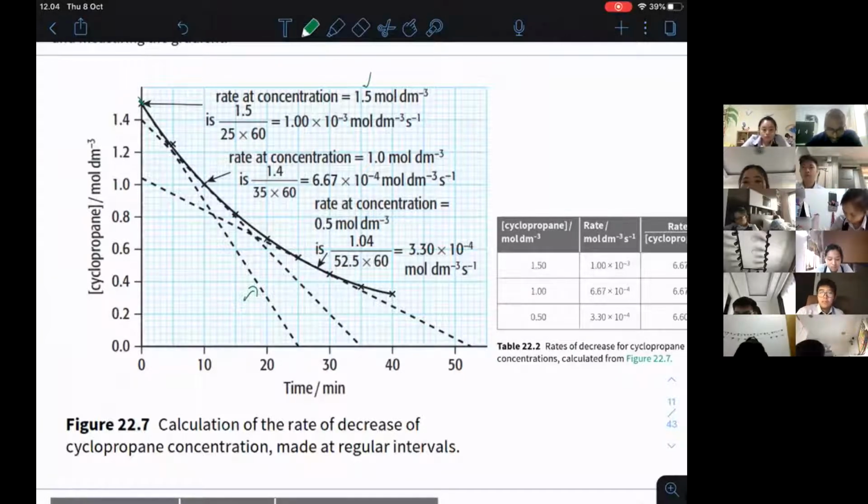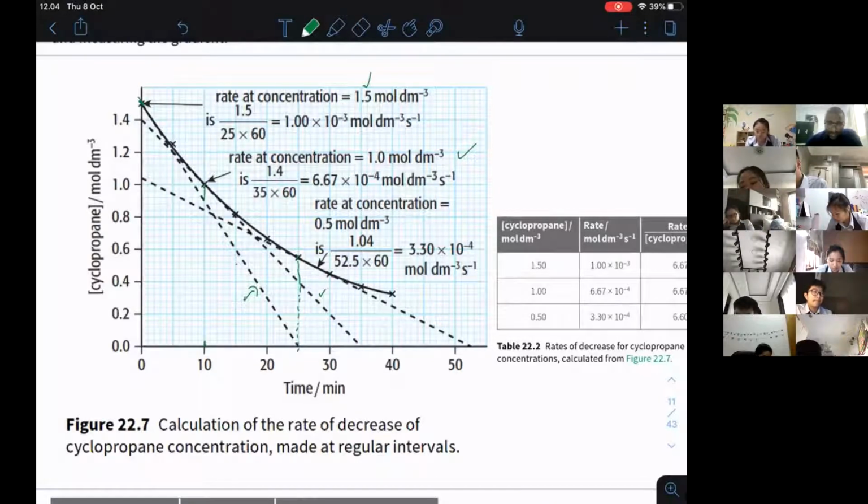So they have done this line for, if I try to make sense of it, a concentration of 1, at about 10 minutes. And then they have also done the same thing for 0.5. If I bring 0.5, it is somewhere here at this point, at 25 minutes. They also have done that. So what they did was they calculated the gradient.